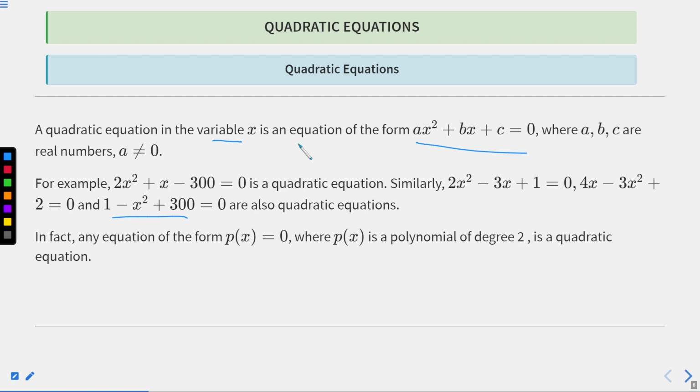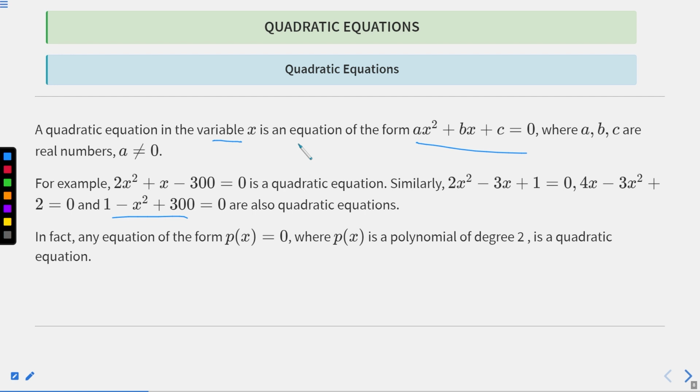So these are some examples of quadratic equations. In fact, any equation of the form p of x equal to ax square plus bx plus c equal to 0, where p of x is a polynomial of degree 2, is a quadratic equation. So from now you can remember this: any equation of the form p of x equal to 0, where p of x is a polynomial of degree 2, is a quadratic equation.